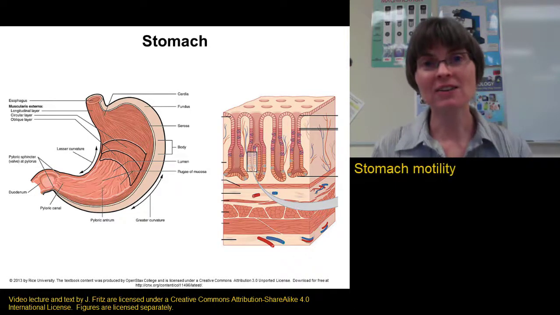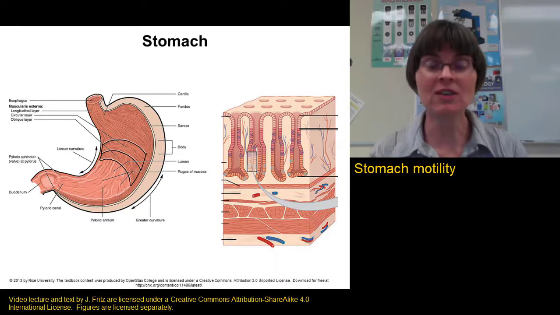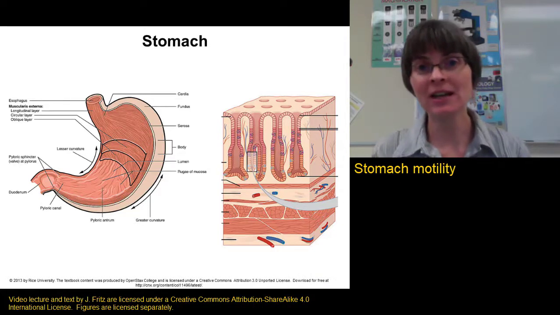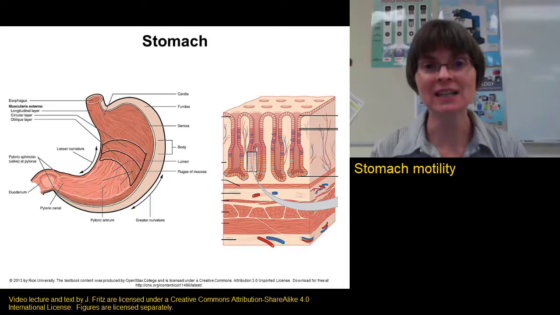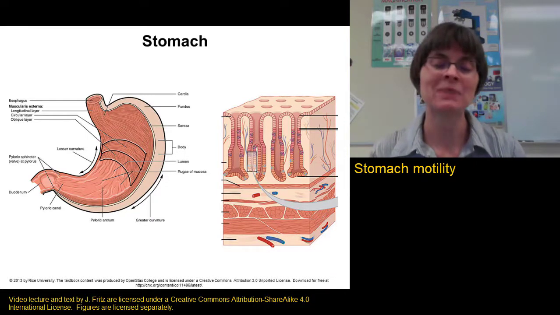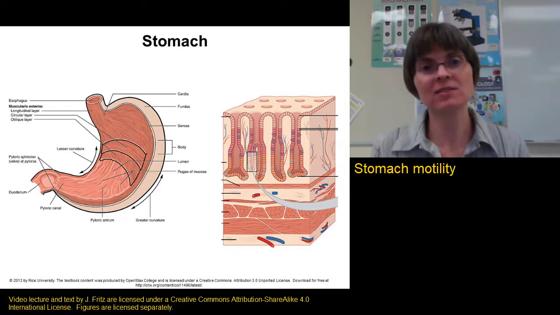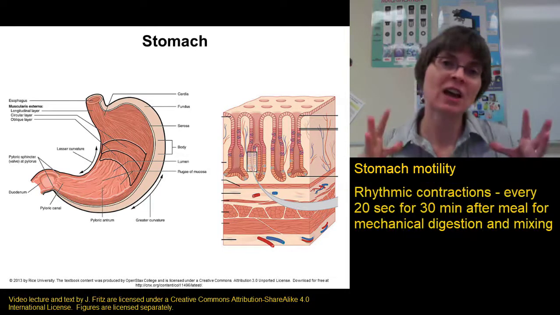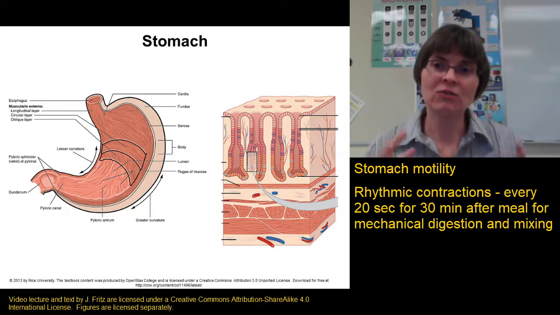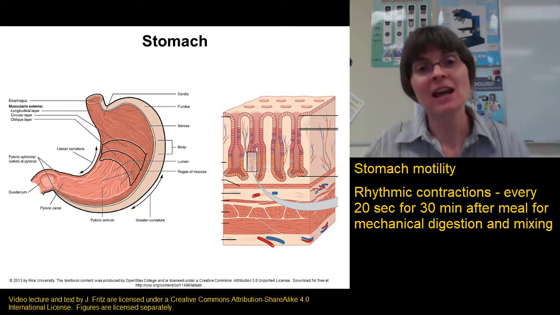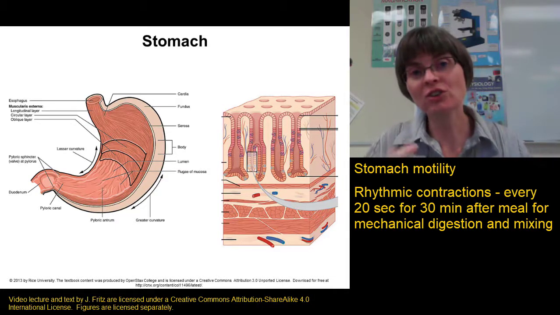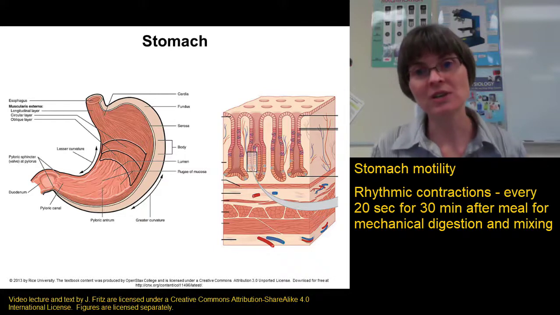The different layers of muscle in the muscularis externa of the stomach allow the stomach to carry out some different types of motility. There are 2 main types of stomach motility or stomach movement. When food first gets into the stomach, it starts with a series of rhythmic contractions, where the stomach contracts for about 20 seconds and then relaxes again. Every 20 seconds it contracts and relaxes. And this goes on for about the first 30 minutes after you eat a meal.